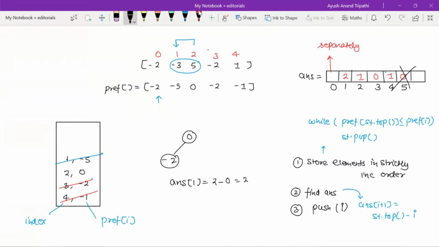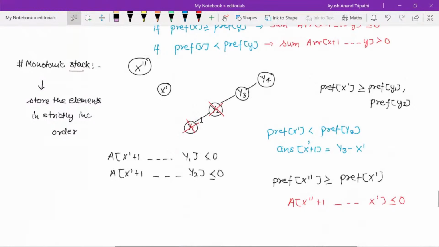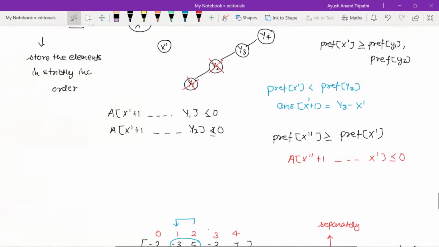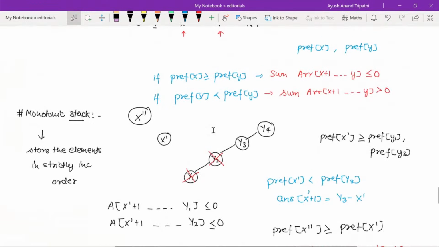Write a plus one if it is clear to you. Okay, Ankit is saying he can't understand anything. Okay, sure. So try to watch this intuition. I have already explained the purpose of everything, why we are using a monotonic stack and storing the elements in strictly increasing order. So you can rewatch the recording of this session. So is it clear to everyone? Write a plus one if it is clear to you.